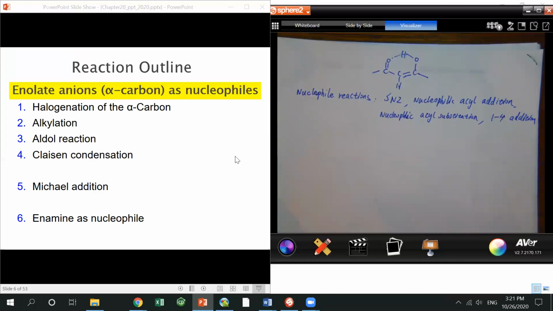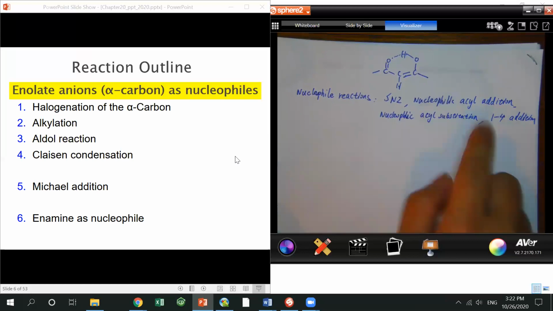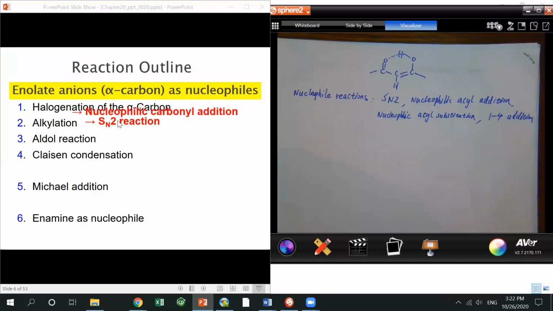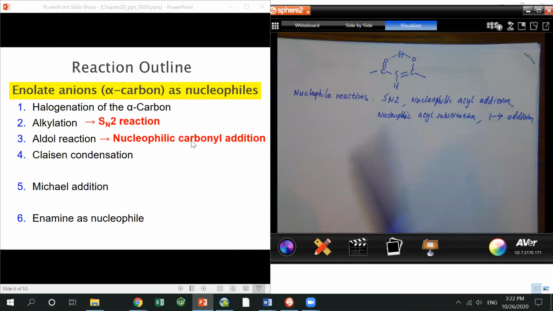Chapter 20 is pretty much just the alpha carbon as a nucleophile doing all these reactions. For example, alkylation: the alpha carbon as the nucleophile does SN2 reactions, reacting with an alkyl halide. For the Aldol reaction, the alpha carbon as the nucleophile does nucleophilic carbonyl addition, also called nucleophilic acyl addition. That's the same thing, acyl addition, carbonyl addition.